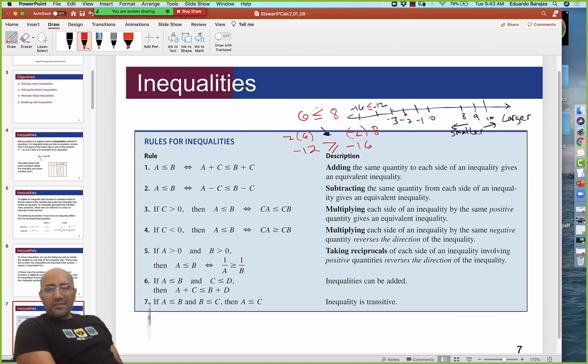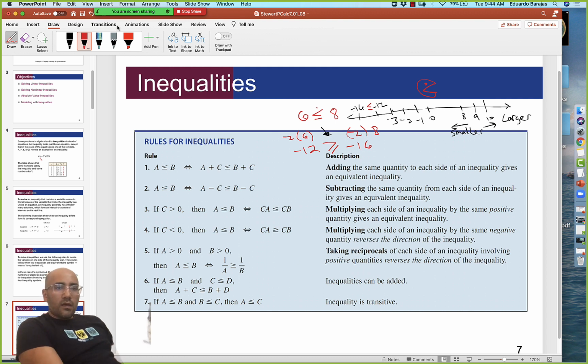Another way of thinking about it is debt. If this is 0 and you're in debt, then someone that is only $12 in debt is wealthier than someone that is $16 in debt, right? You're closer to being out of debt. The inequality symbol will always face this direction on the number line. Some people think of this as the little Pac-Man guy. The little mouth of the Pac-Man guy always faces the larger number, and on the number line, it always faces that way.